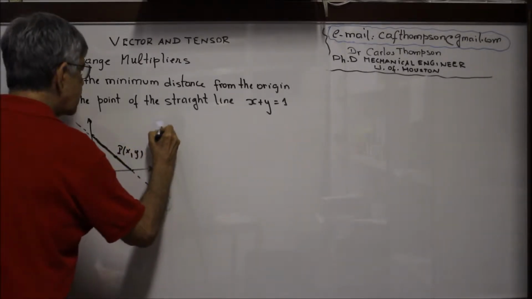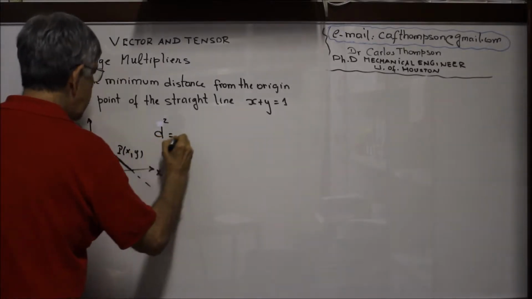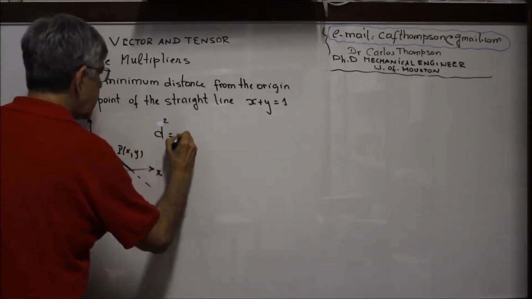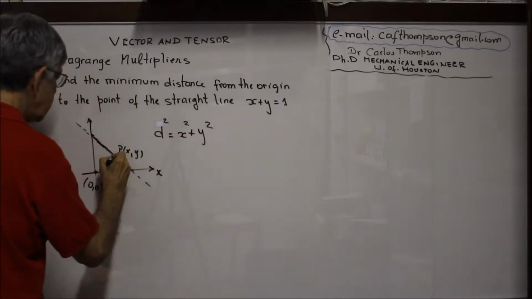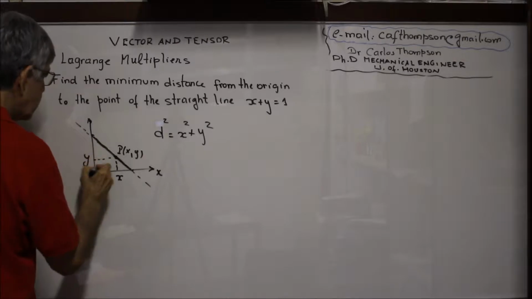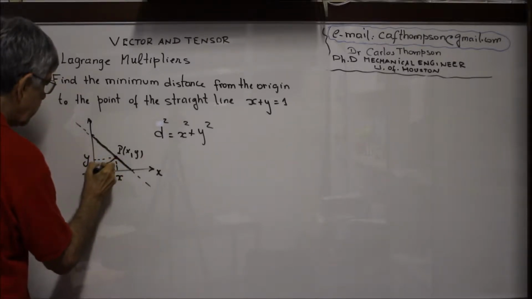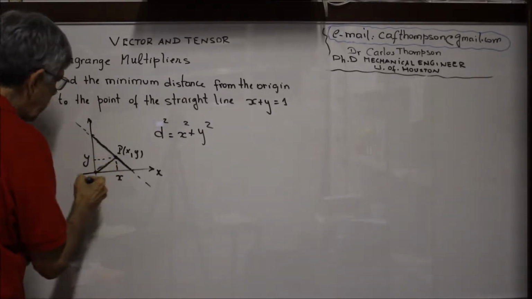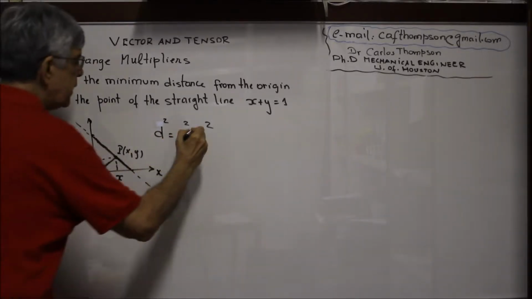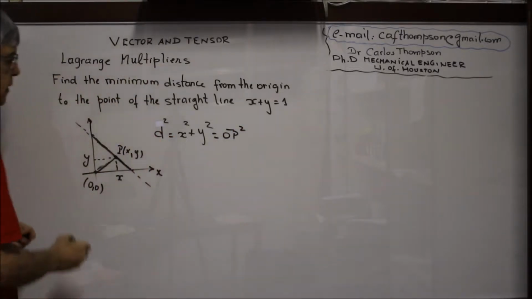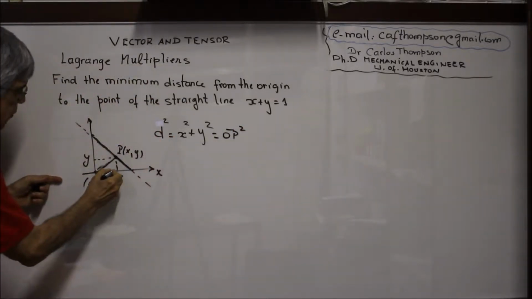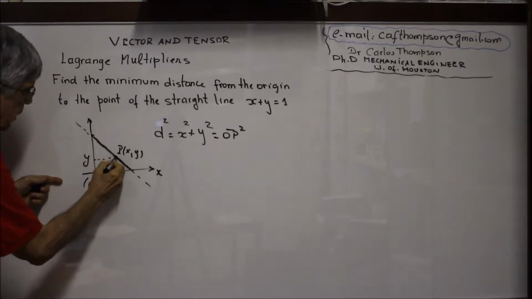So the distance will be x squared plus y squared. You see, this is x and this is y. So this distance here, OP, squared, the distance squared is x squared plus y squared.